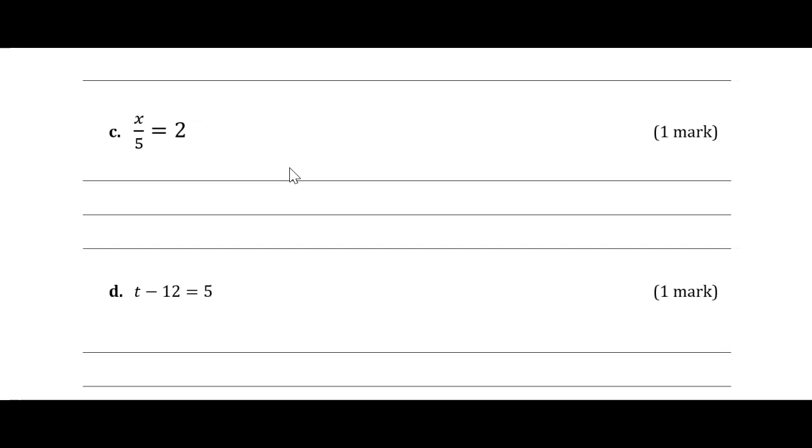All right, question C, we've got x divided by 5 is equal to 2. So the opposite of dividing by 5 is multiplying by 5. So we multiply both sides by 5. That cancels out. On the left-hand side, we're left with x, and on the right-hand side, we're left with 10. If you wanted to check it, 10 divided by 5 is equal to 2, and we're correct.